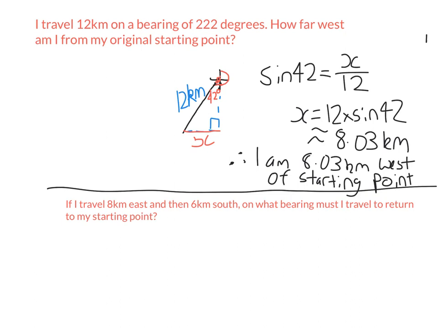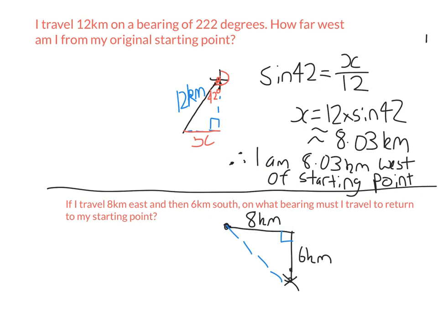If you're not given a diagram, draw one. So we're going to go 8 kilometers east when we start here at the dot, then we go 6 kilometers south. So again, south and east are at right angles. We need to create a right-angled triangle. Otherwise, we have no chance of solving this. Okay, so on what bearing? So I've ended up here. This is my finish point.